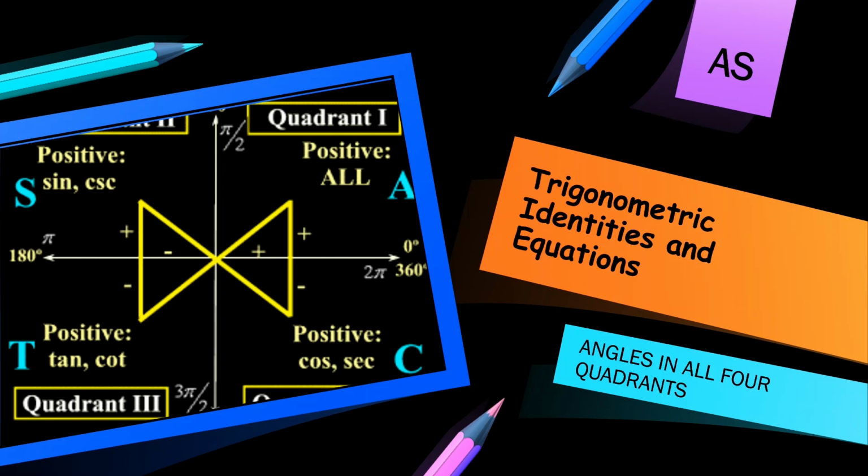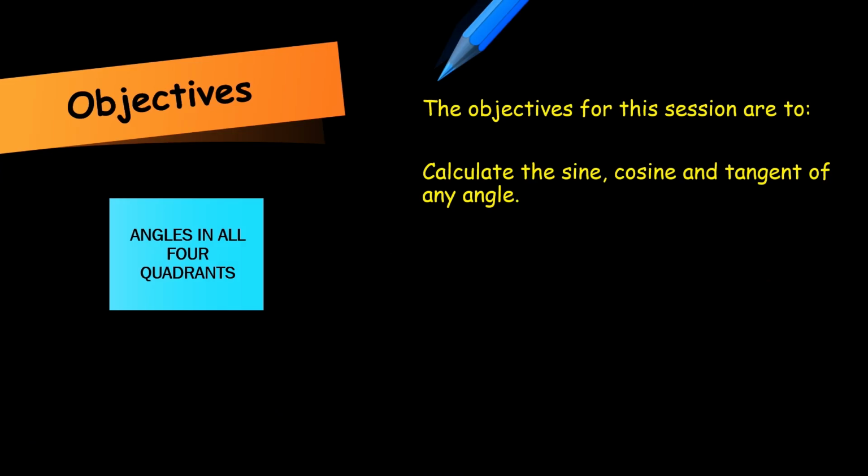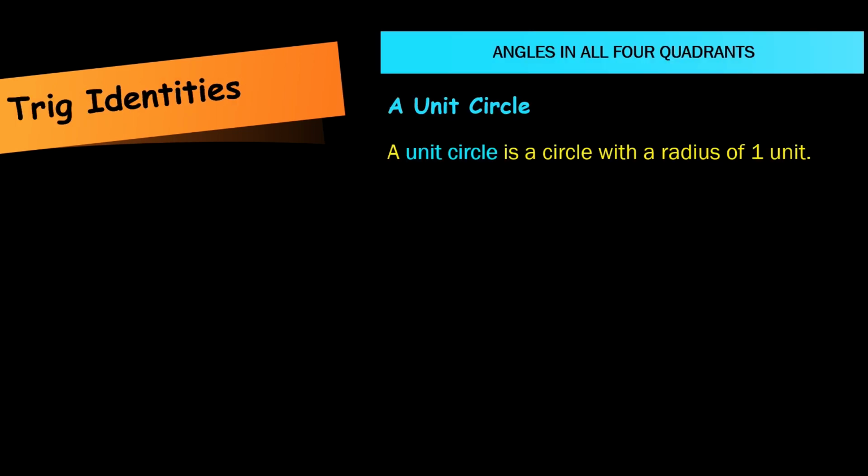Welcome to the session on trigonometric identities and equations, angles in all four quadrants. The objectives for this session are to calculate the sine, cosine and tangent of any angle. We will begin this session by introducing the definitions of cos, sine and tan.